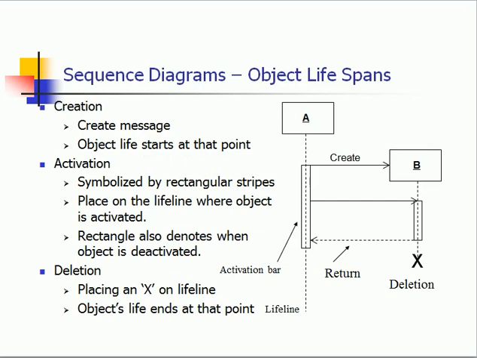Next comes the sequence diagram, object lifespans. There are three things: creation, activation and deletion. In creation, it creates a message and the object's life starts at that point. Activation, symbolized by rectangular stripes placed on a lifeline, shows where the object is activated. The rectangle also denotes when the object is deactivated. For deletion, an X is placed on the lifeline, and the object's life ends at that point.